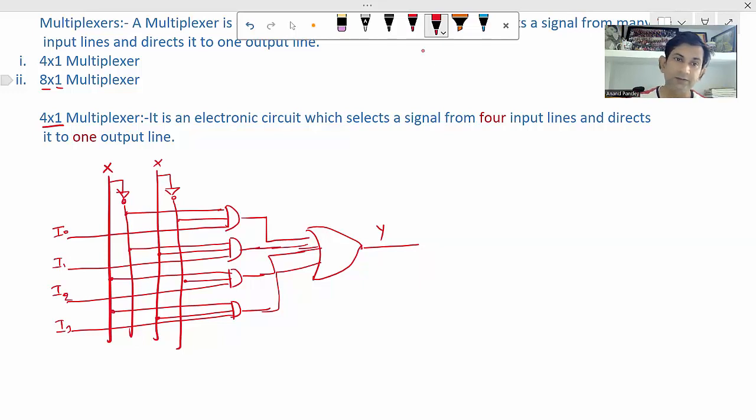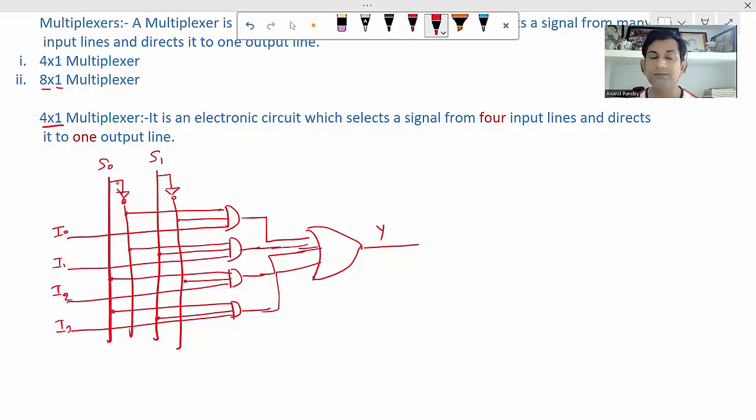Okay, and in case of multiplexer, here we do not write X and Y. Here we write S0, S1. Here you can write X and Y, no problem, but S0, S1 actually, in case of multiplexer, these two lines are called selectors. Okay, so in case of 4 cross 1, that's why we are writing S0, S1. S for selector.